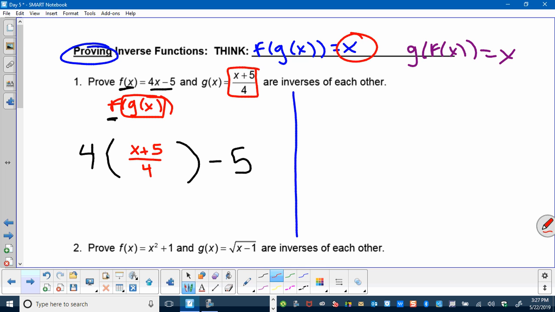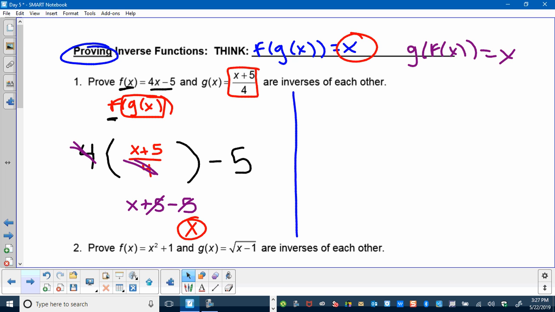Guys, my goal is to get x as my answer. So right now, you should notice that a 4 on the top and 4 on the bottom will cancel. I know you're thinking it. Yes, you must show every single step. This is a proof. I want you to convince me that you are an actual mathematician. So your 4's will cancel. You'll have x plus 5 minus 5 left over. Plus 5 and minus 5 will cancel. And oh my God, look at that. Because they're inverses, everything canceled, everything was opposite, so we are left with just an x. That's good, but it's not enough.